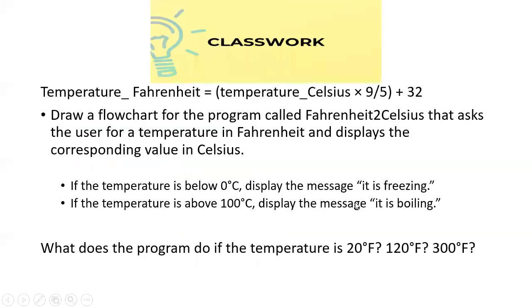Okay, so do you remember we did this in the last one, right? But we've got to do something a little bit more to it. Draw a flowchart for the program called Fahrenheit to Celsius that asks the user for a temperature in Fahrenheit and displays, okay. If the temperature is below 0 degrees, display the message it's freezing. If the temperature is above 100 degrees, display the message it's boiling. And then we're going to test it with some temperature.